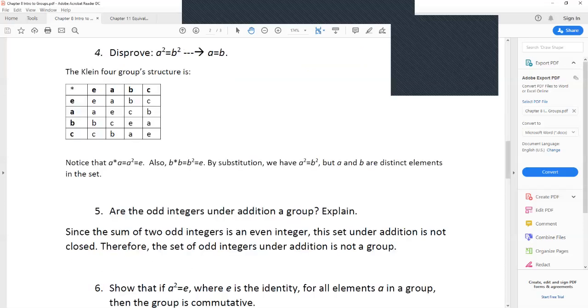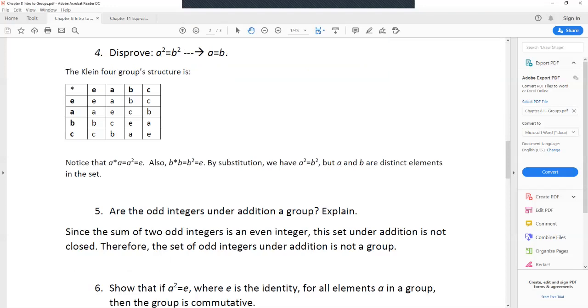Number 4, disprove that a squared is equal to b squared would imply that a is equal to b. Well, if we look at the Klein 4 structure, Klein 4 being a group, it's a special group because the identity appears in each position along the diagonal, which means that each element is its own inverse. In other words, A star A, or A squared, is E. But that also means that B squared is E. So B star B, or B squared, is the identity E.